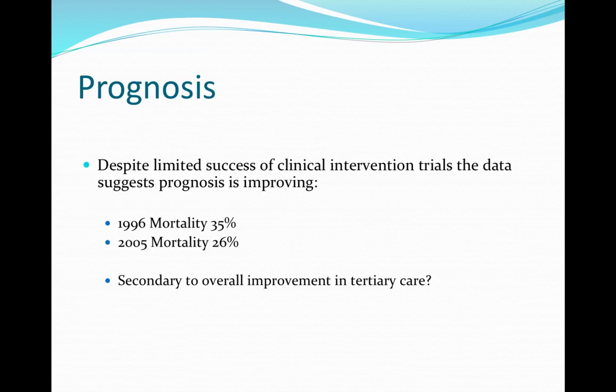So despite the limited success of clinical intervention trials, it seems that prognosis is improving. But the question is whether that is because the treatment of precipitating causes and the subsequent general care in ICUs has improved over this period of time?